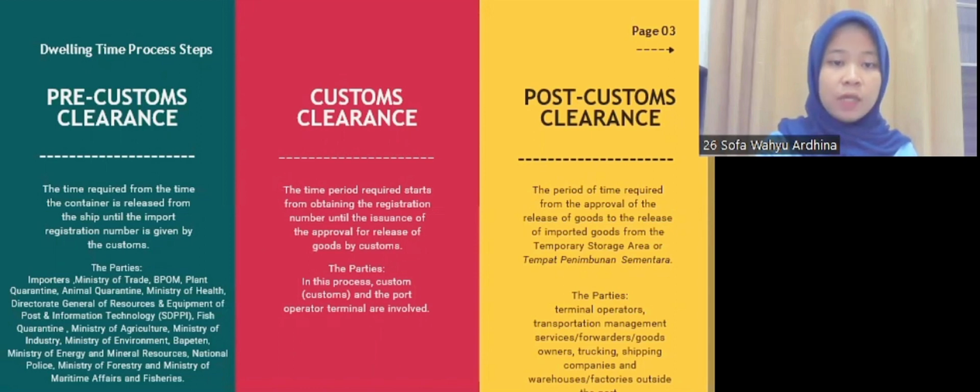The second step is the customs clearance. This is the time period required from obtaining the registration number until the issuance of the approval for release of goods by the customs. In this process, the parties involved are customs and the port terminal operator. And the third, we have post-customs clearance.